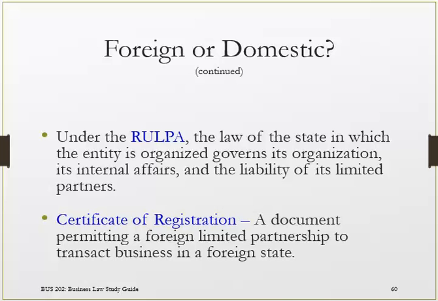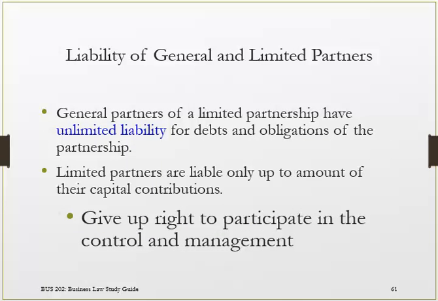And the certificate of registration would be the thing that's filed in Delaware that makes it subject to Delaware rules and that makes it a Delaware partnership, for example. As we discussed before, the key distinction between a general partnership and a limited partnership is based on the idea of liability. The general partners, even in a limited partnership, have unlimited liability. These are the people who are comparable to the partners in a general partnership.